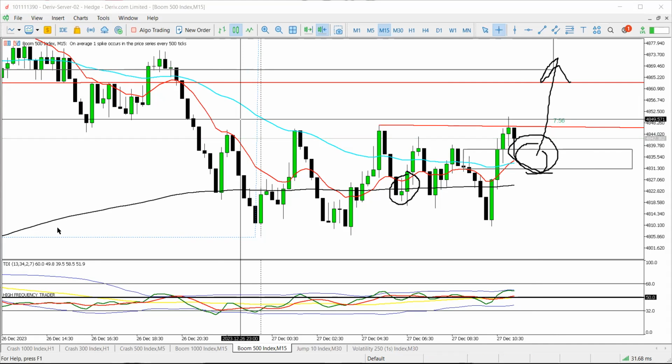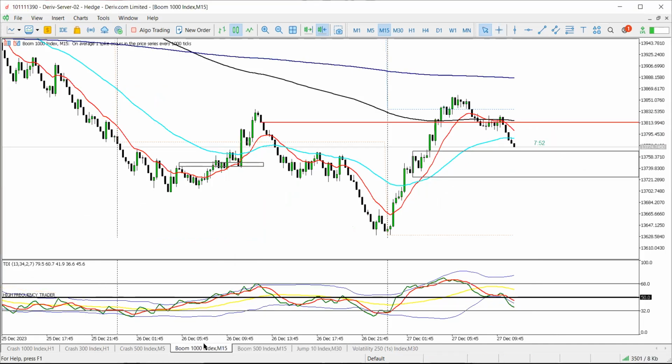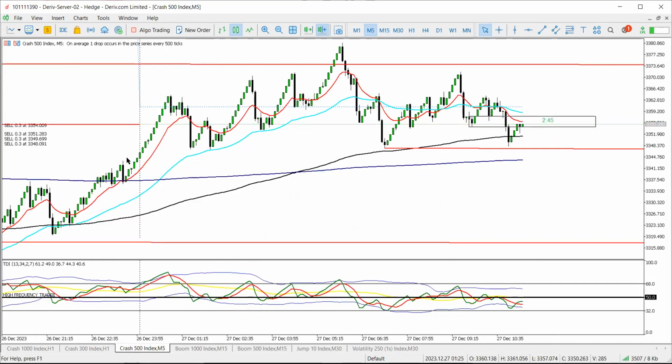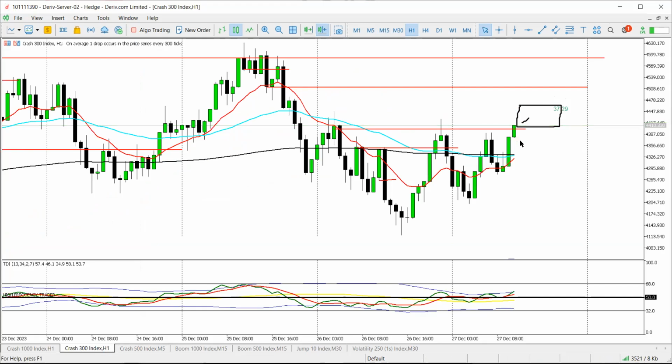So B500 is stalking for a current setup. B1000 we are also stalking for a current setup as soon as they get into the zone. C500 we are in the trade and we're just waiting to see how they act with this current zone here. 3353 to 3363. Then C300. C300, I'm not sure, did we speak about C300? Let's see.